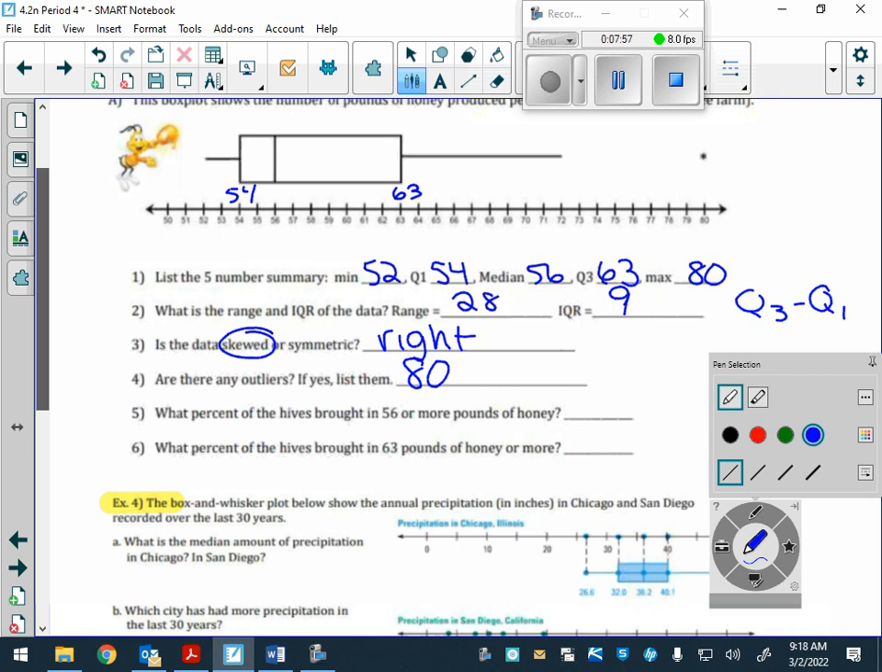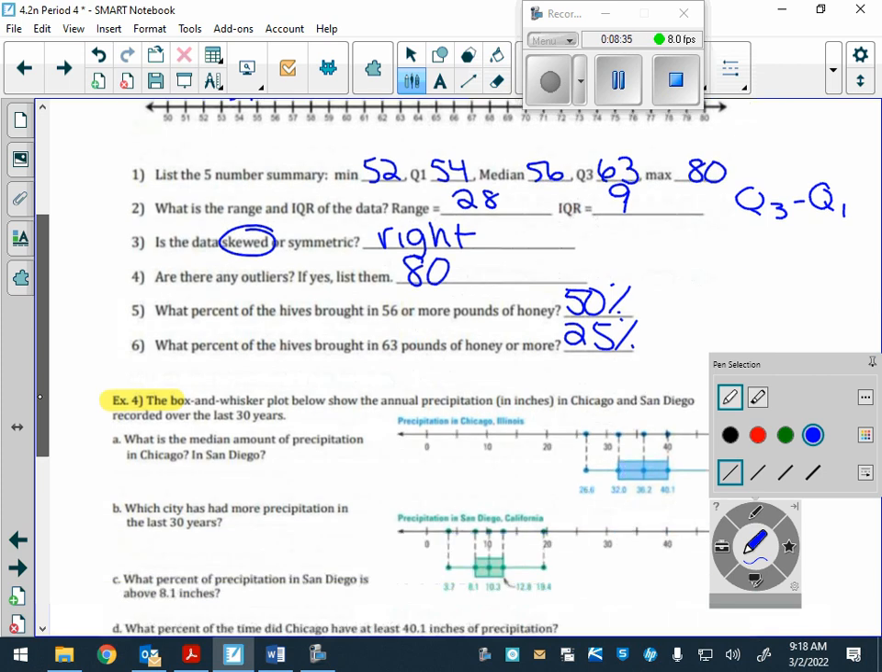All right, what percent of hives brought in 56 or more pounds of honey? Zoe? 50%. Excellent. How about 63 pounds of honey or more? Kaden? 25%. Excellent. Because remember, from the minimum to quartile 1 is 25%. Quartile 1 to the median is 25. This is 25, and this is also 25.